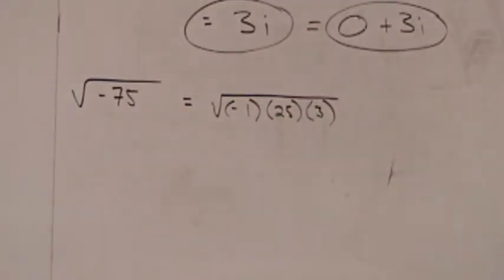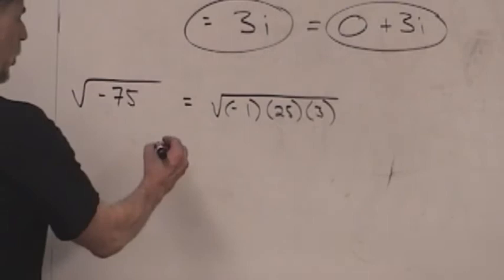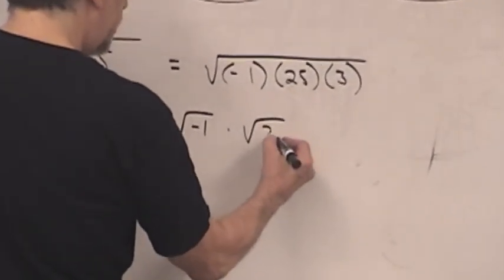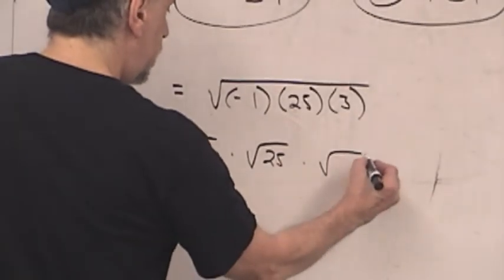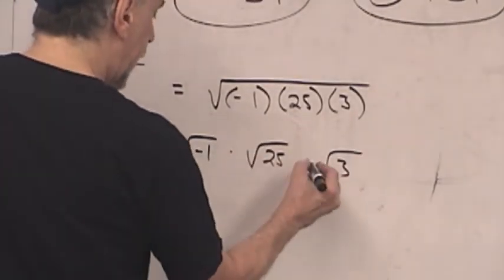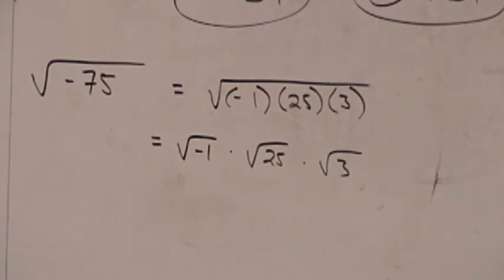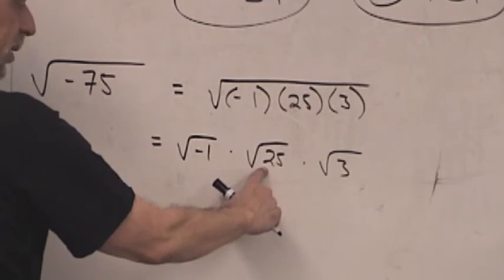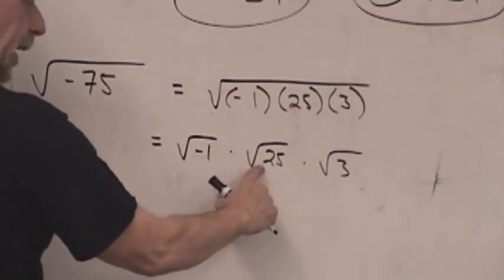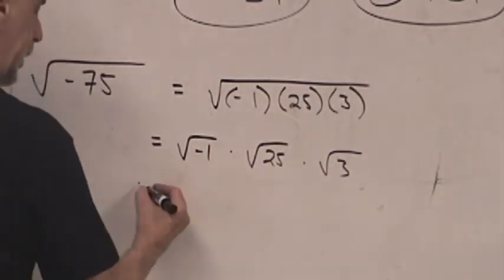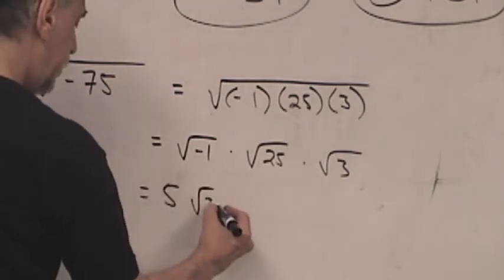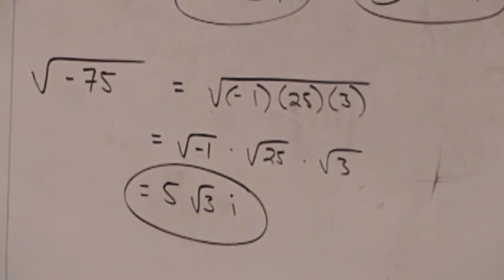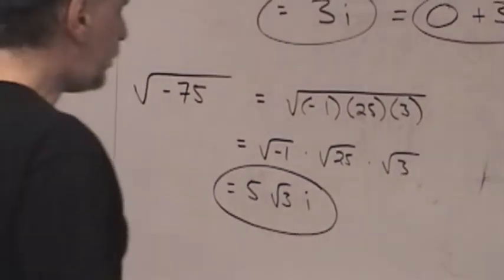And by properties of radicals that hold for complex numbers, we can now write this as square root of -1 times square root of 25 times square root of 3. Dots for multiplication, right? So there's nothing we can do to simplify this, but this becomes 5, and this becomes i. So 5 root 3 times i. Right, so that's how we deal with negative values under square root.